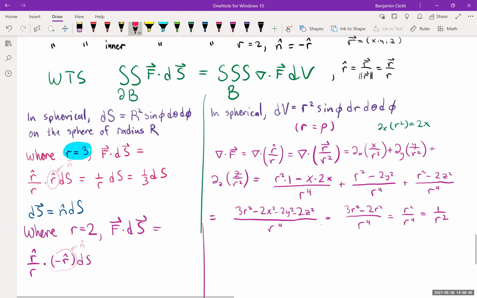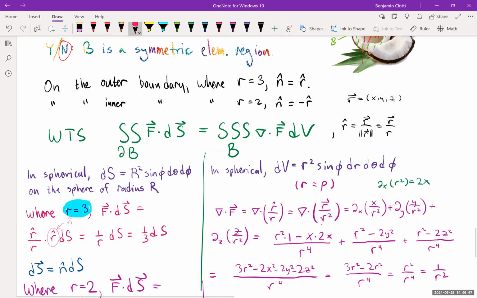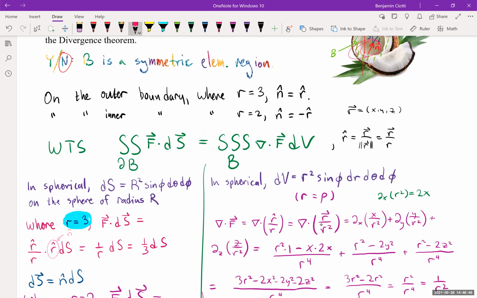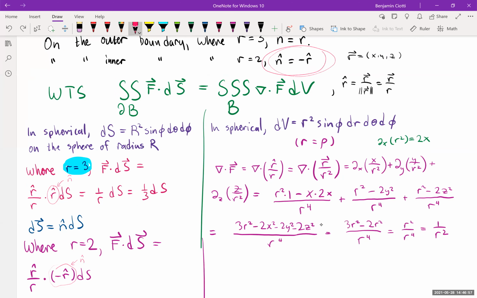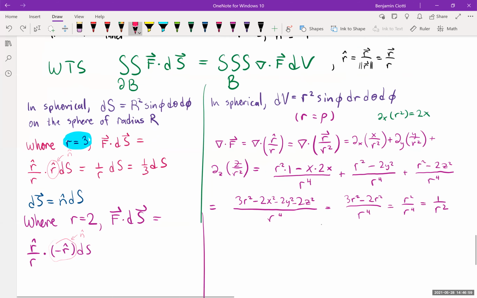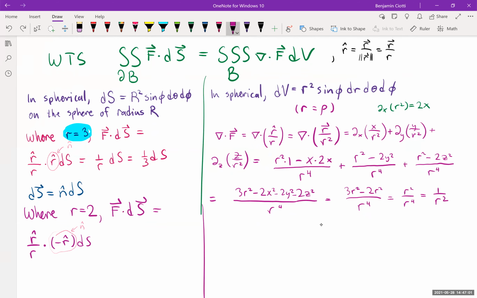Because this is what I was trying to illustrate when I drew the inward pointing normal on the inner surface. It's pointing towards the origin now. What I was saying right here. So we get just negative 1 over r dS, which is actually negative 1/2 dS, since r is 2.